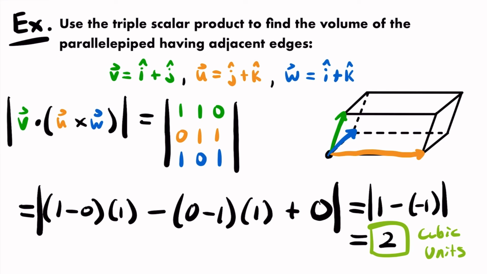Okay, and so with that, that's it for this example. That's how you use the triple scalar product to calculate the volume of a parallelepiped. And so let's take a look at one more example for this video where we find the volume of a different parallelepiped using the triple scalar product.